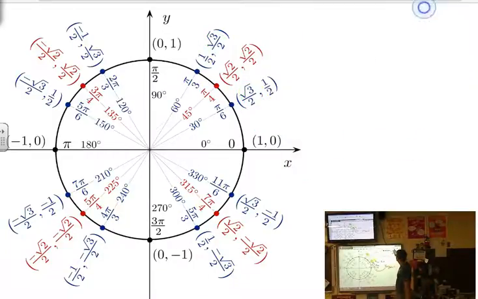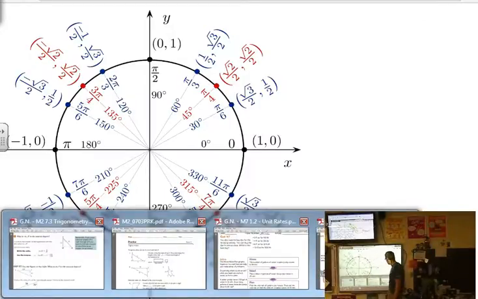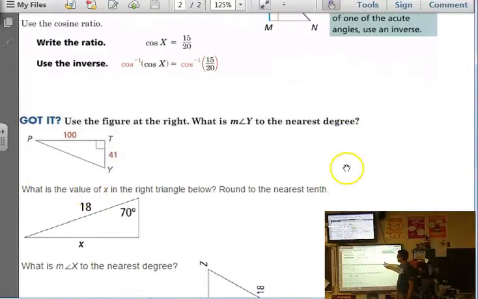I got an understanding now. Thank you. Unit circle is really quite fun. I know you don't believe me.